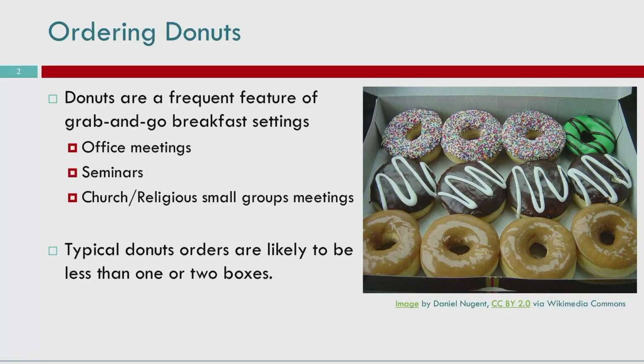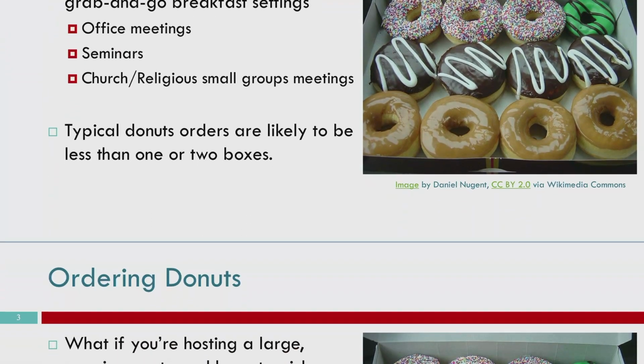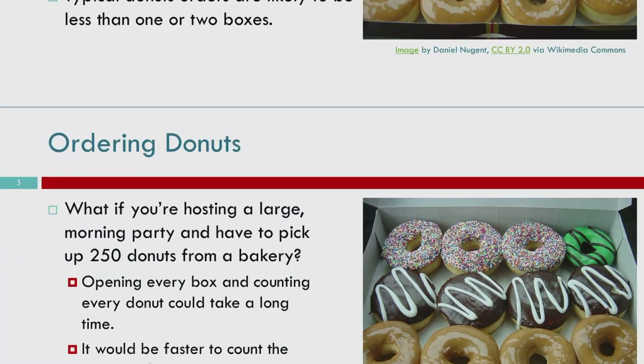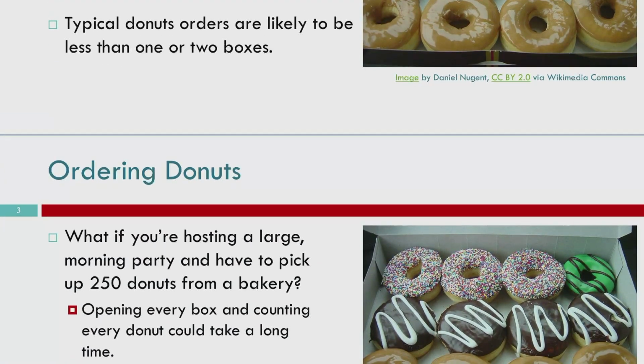Donuts, as you may know, are a frequent feature of big grab-and-go breakfast settings, like office meetings, seminars, church group meetings. And typical donut orders are likely to be less than 1 or 2 boxes, depending on the size of the group, of course. Some groups you might end up ordering a lot of boxes of donuts. Now let's say you're hosting a large party and you have to pick up 250 donuts from a bakery.